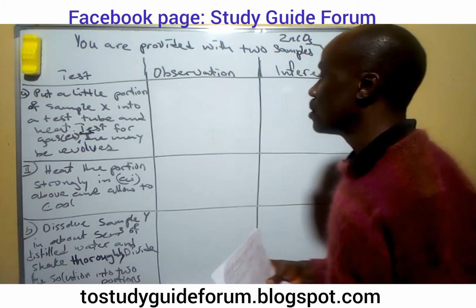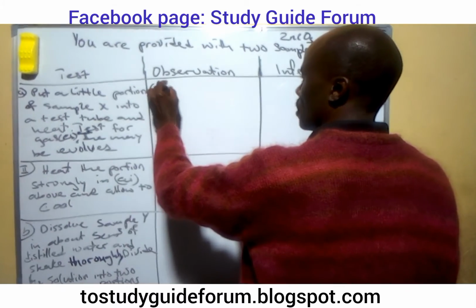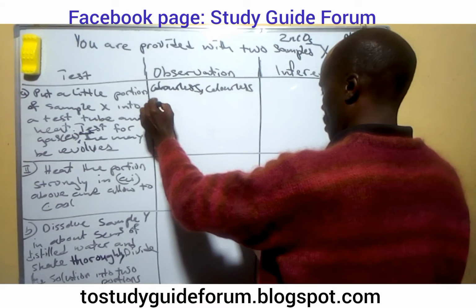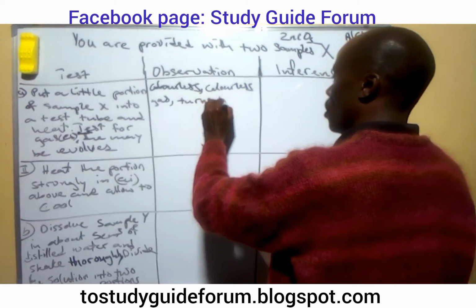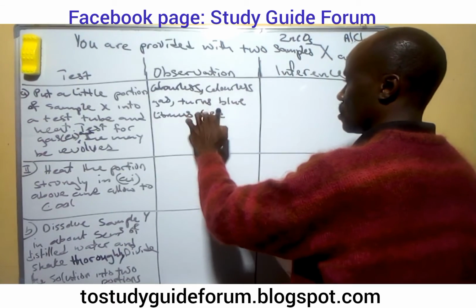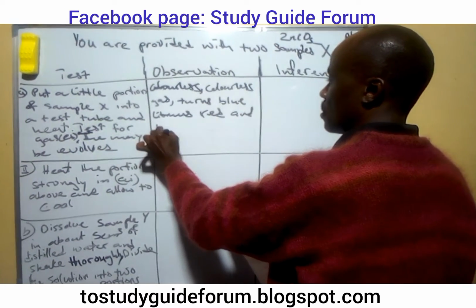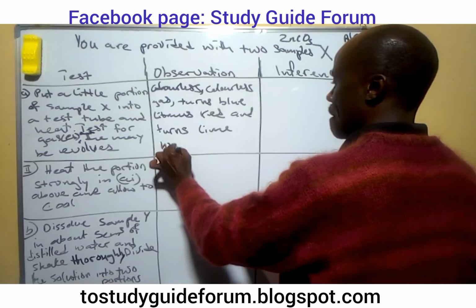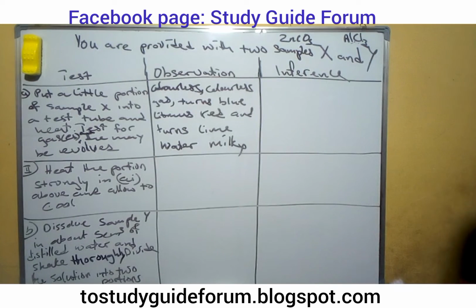So it said that on heating, you will get an odorless, colorless gas that turns blue litmus red and turns lime water milky.